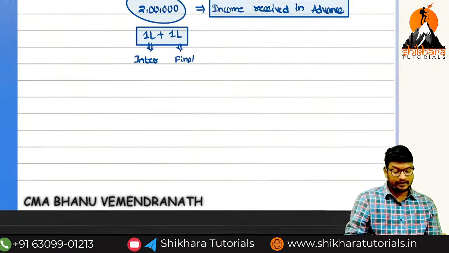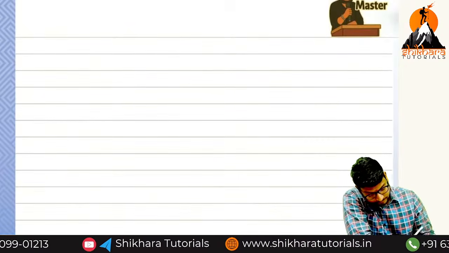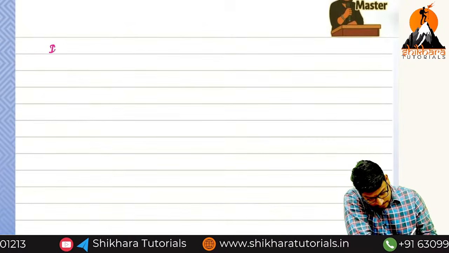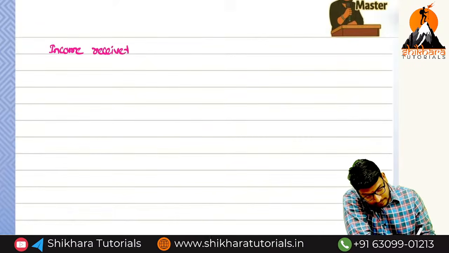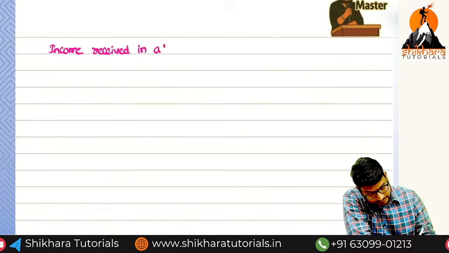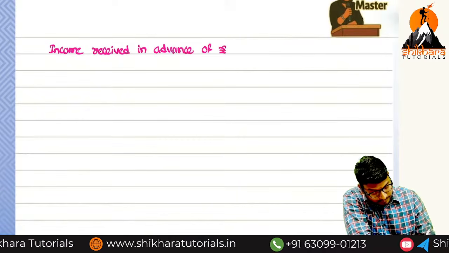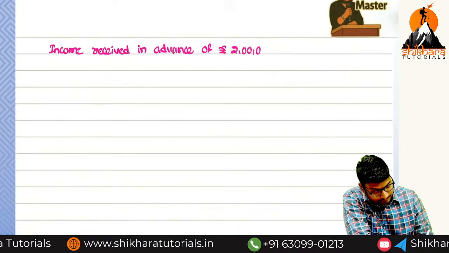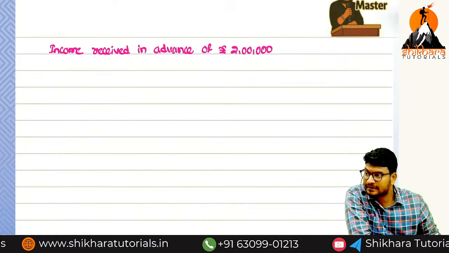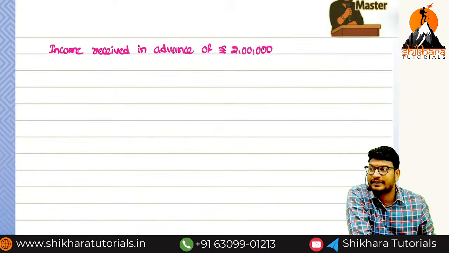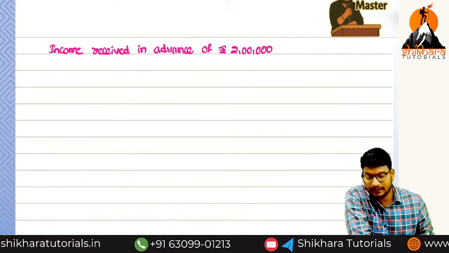Okay, what is the transaction now? Income received in advance of rupees 2 lakhs. So what are the two outcomes? We have received or we have not received? Received, but it is not just an income. It is income received in advance.